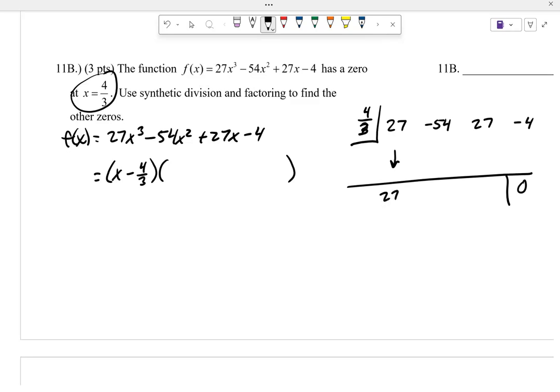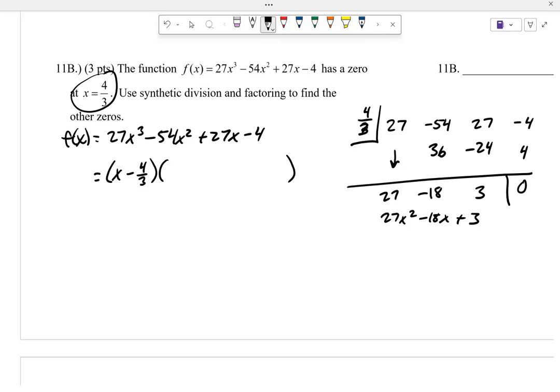Drop the 27 down. 27 times 4/3 looks like I get 36. I got negative 54 plus 36. What's that? Negative 18, I think. Negative 18 times 4/3. I think that's negative 24. 27 minus 24 is a 3. 3 times 4/3 is 12/3 or 4. Negative 4 plus 4 is 0. So it looks like it'll be 27, 1 degree less, x squared minus 18x plus 3.